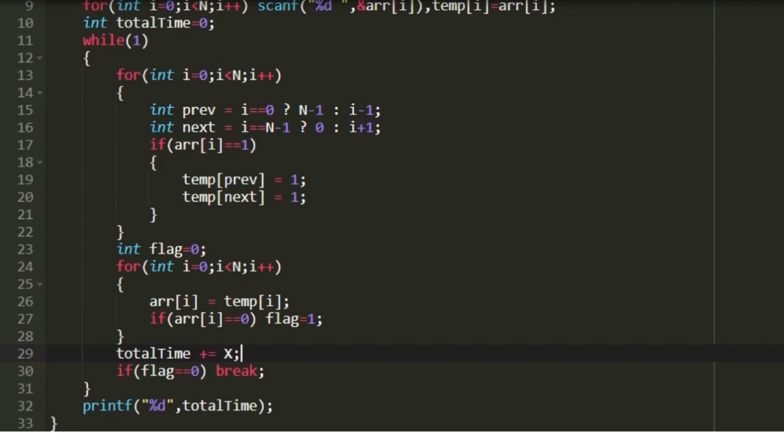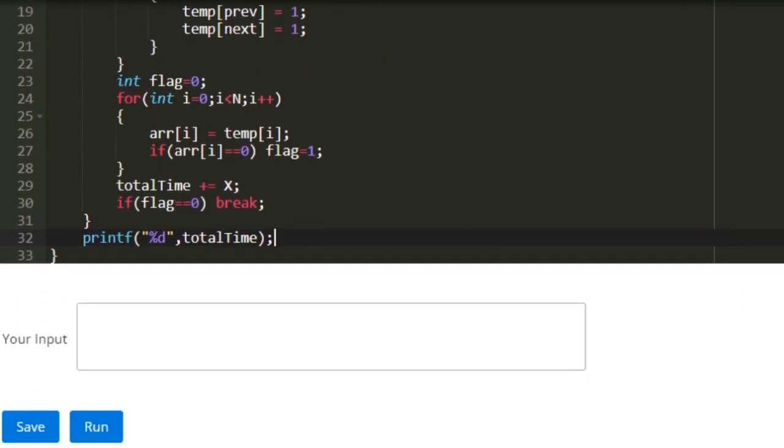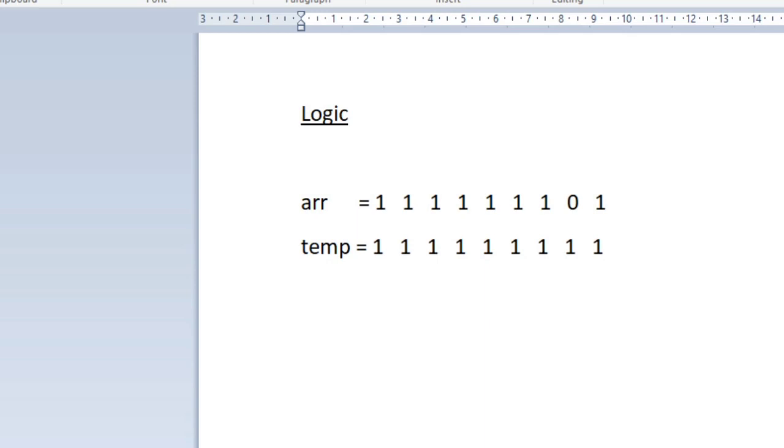And also in every iteration we will be incrementing the total variable with x. So the x is the time taken for every iteration. So after the execution, our total time taken will be stored in the integer variable total time. So we print it as our output.